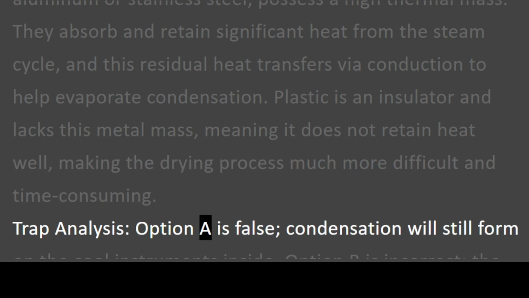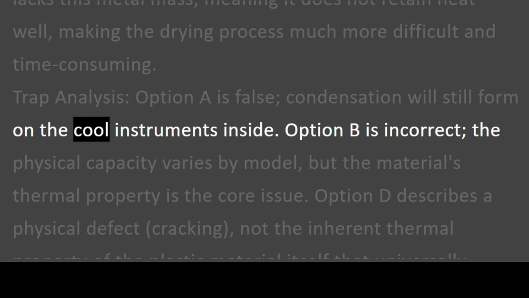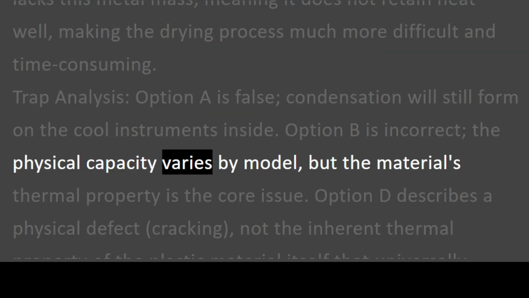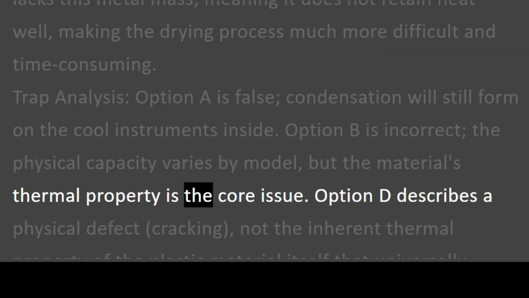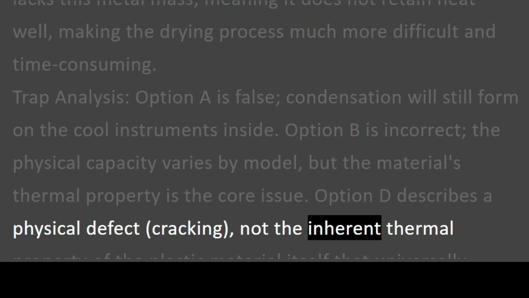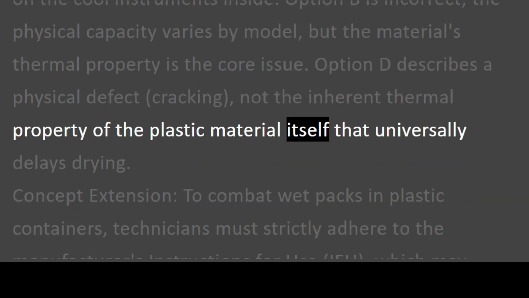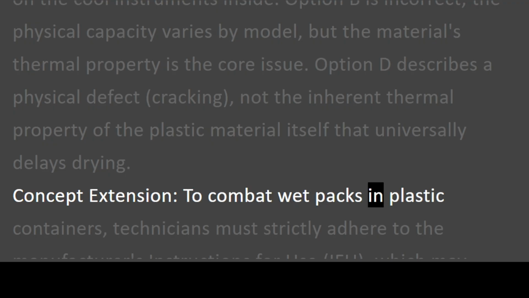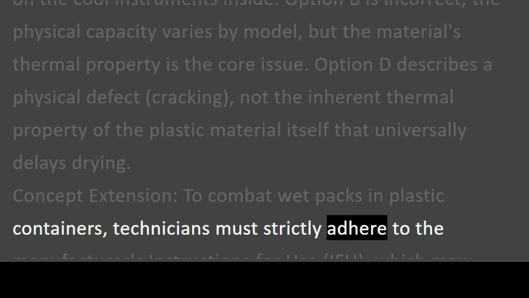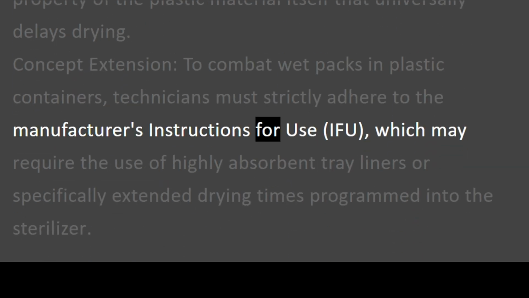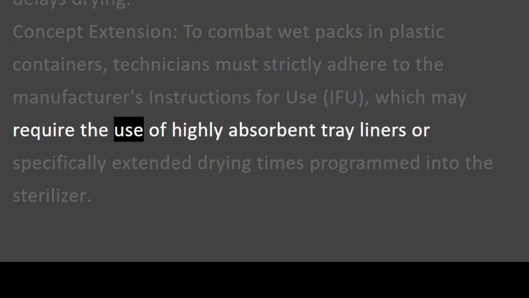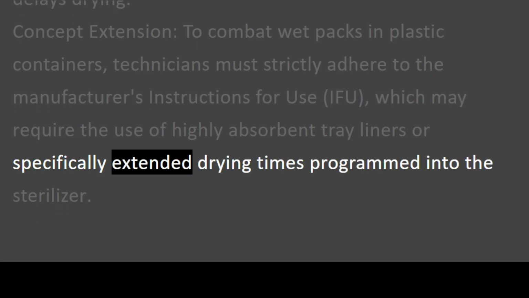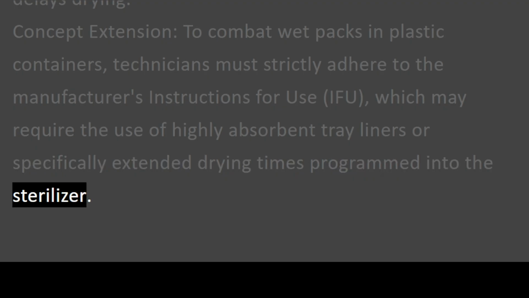Trap analysis: option A is false. Condensation will still form on the cool instruments inside. Option B is incorrect. The physical capacity varies by model, but the material's thermal property is the core issue. Option D describes a physical defect, cracking, not the inherent thermal property of the plastic material itself that universally delays drying. Concept extension: to combat wet packs in plastic containers, technicians must strictly adhere to the manufacturer's instructions for use, IFU, which may require the use of highly absorbent tray liners or specifically extended drying times programmed into the sterilizer.